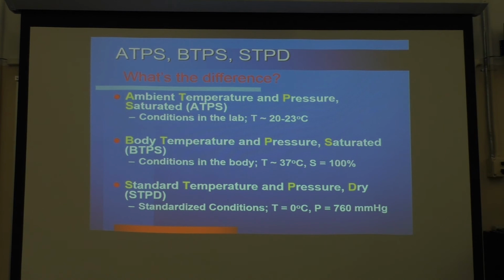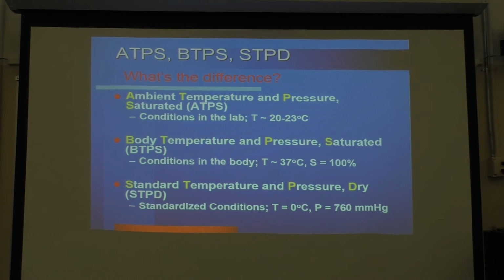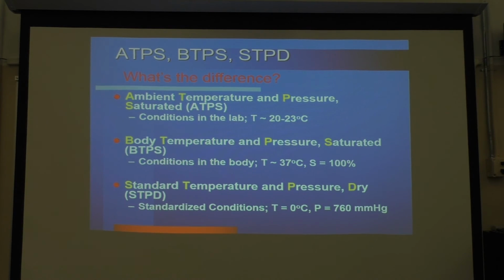So when we're talking about these different conditions, ATPS would be ambient condition. In the case of our example, it would be that living room. Or perhaps more to the point, here in a normal laboratory setting. So we're talking 20 to 23 degrees Celsius, which is approximately 70 to 75 degrees Fahrenheit. Normal humidity, nothing extreme. That's ATPS. BTPS is the temperature and pressure within the body, which is 37 degrees Celsius or 98.6 degrees Fahrenheit. So considerably more warm than an ATPS condition, which would be a temperature-controlled lab. Okay? Saturation is also very high.